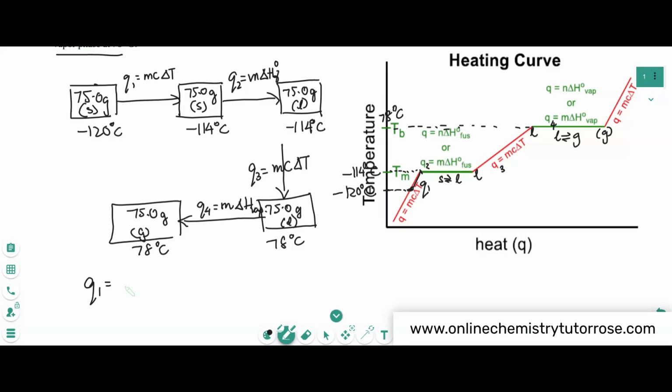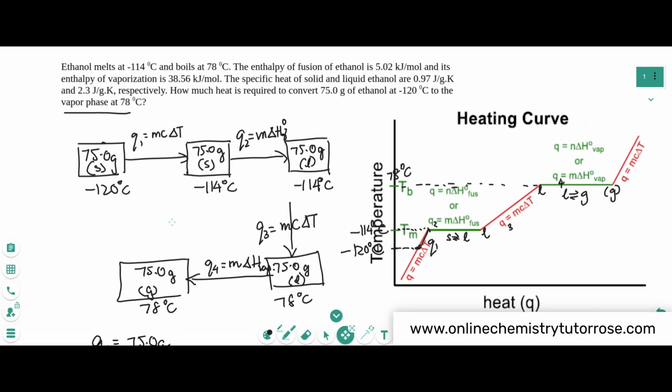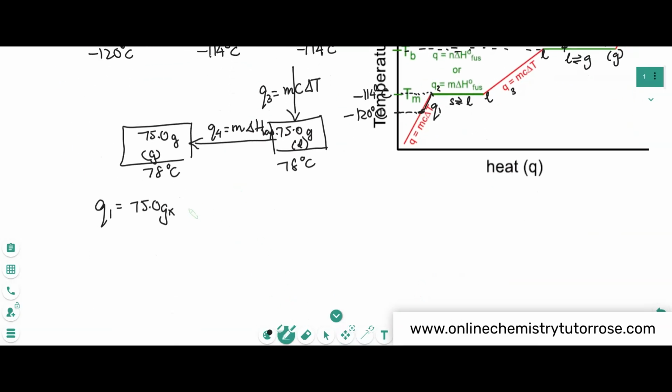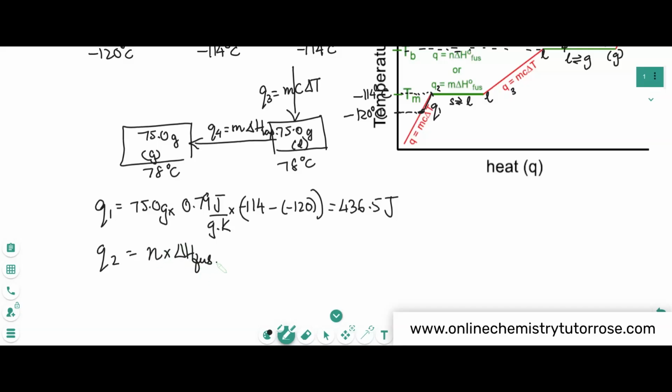Q1, the first energy, is the mass of ethanol, 75 grams, times the specific heat of solid ethanol, which is 0.97 joules per gram Kelvin, times the temperature change of ethanol, which is negative 114 minus negative 120 degrees, 0.5 joules. Enthalpy Q2 is moles times delta H of fusion.